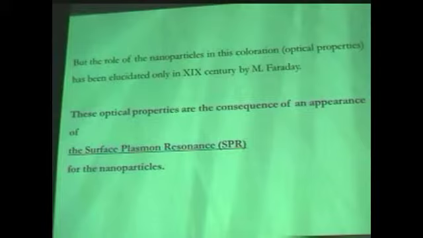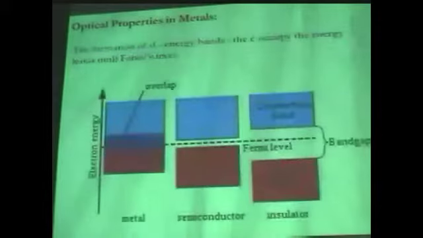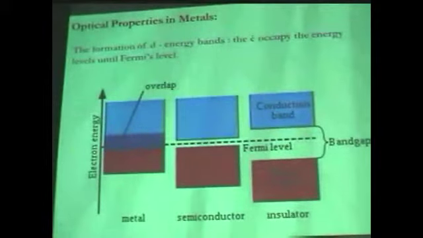The role of the nanoparticles in this modification of the color, of the optical properties, was elucidated only in the 19th century by Michael Faraday. And those optical properties are the consequence of the appearance of the surface plasmon resonance for both gold and silver nanoparticles.